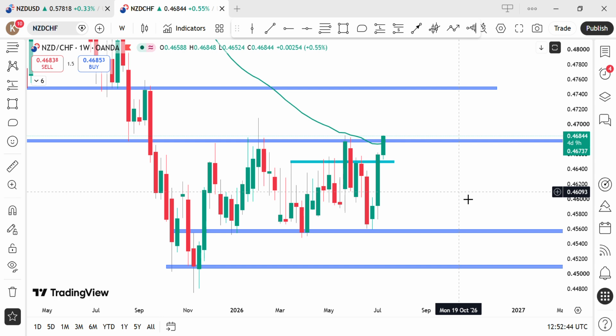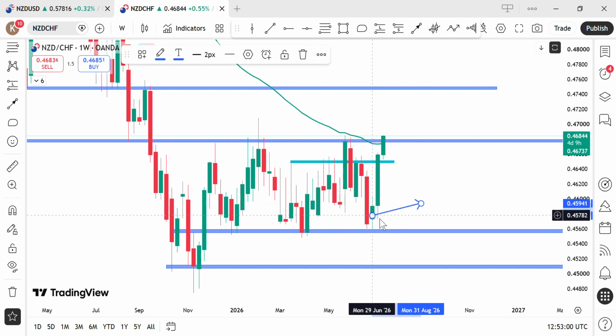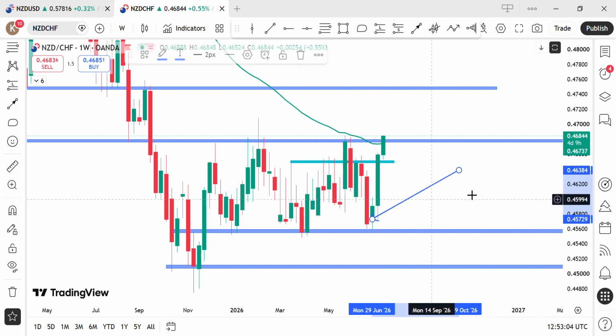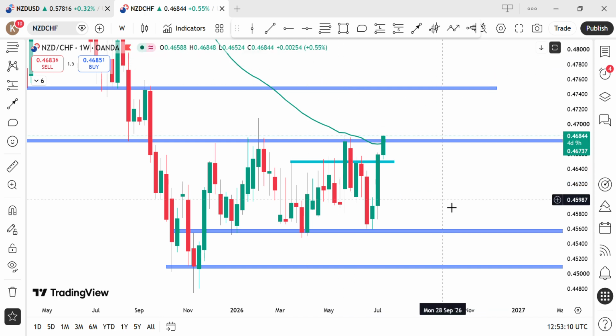And one thing that we really liked was that we had price action through candlestick patterns. What we had was an inside bar. So you could see that the low and the high of this candle fit inside the low and the high of this particular candle. That gave us a bullish bias, that is inside bar.